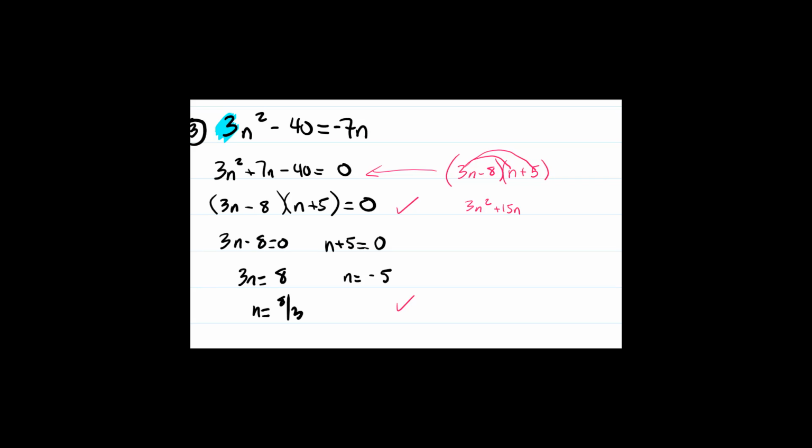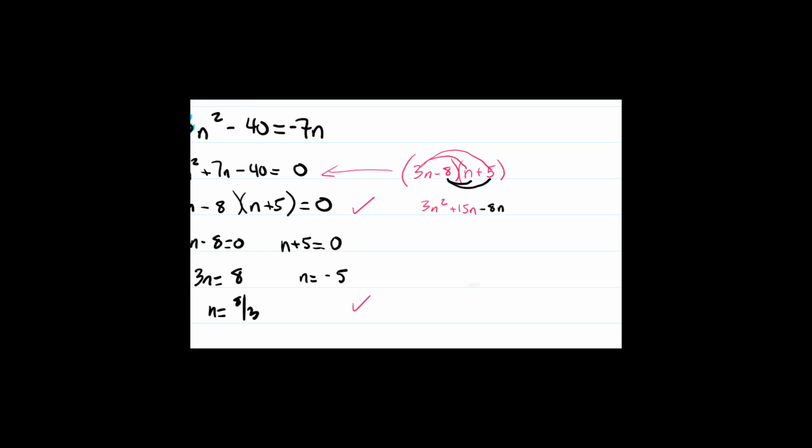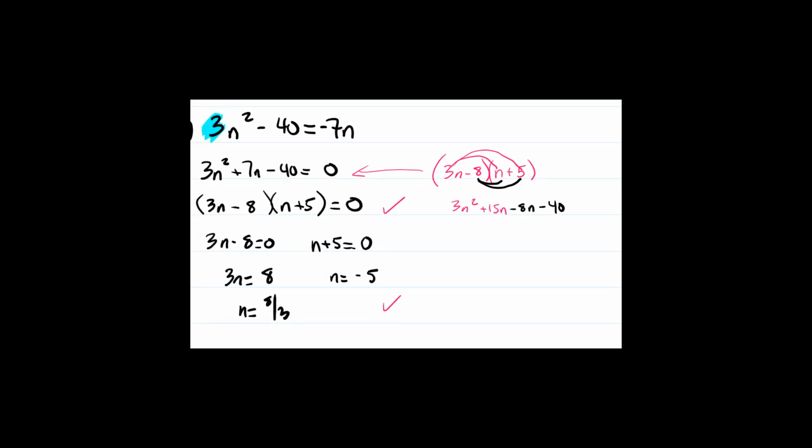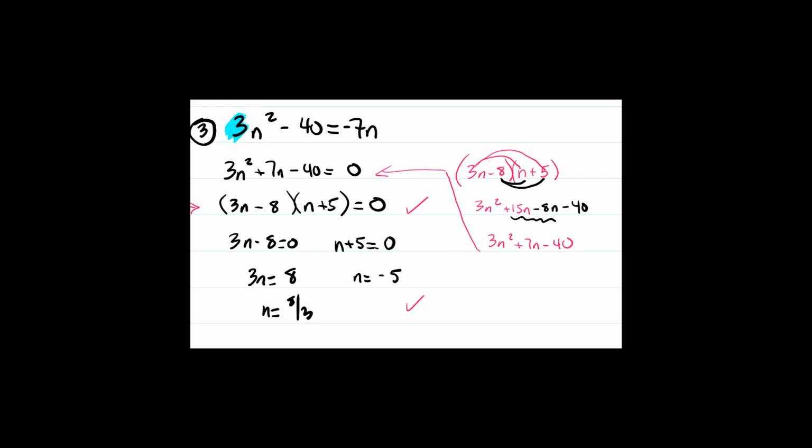And then when I do the inside term, so that's first, that's outer. Next we do the inside term, so negative 8 times n gives us minus 8n. And then negative 8 times 5, we end up with negative 40. When I clean these 2 middle terms up, that will end up giving me a trinomial of 3n squared plus 7n minus 40, which does match my trinomial that I was trying to factor. So you can always check yourself before you wreck yourself.